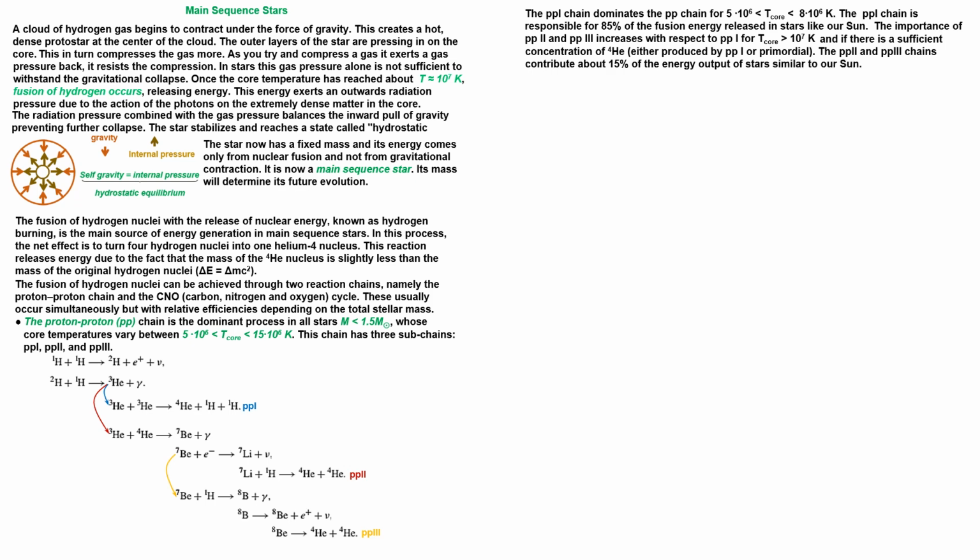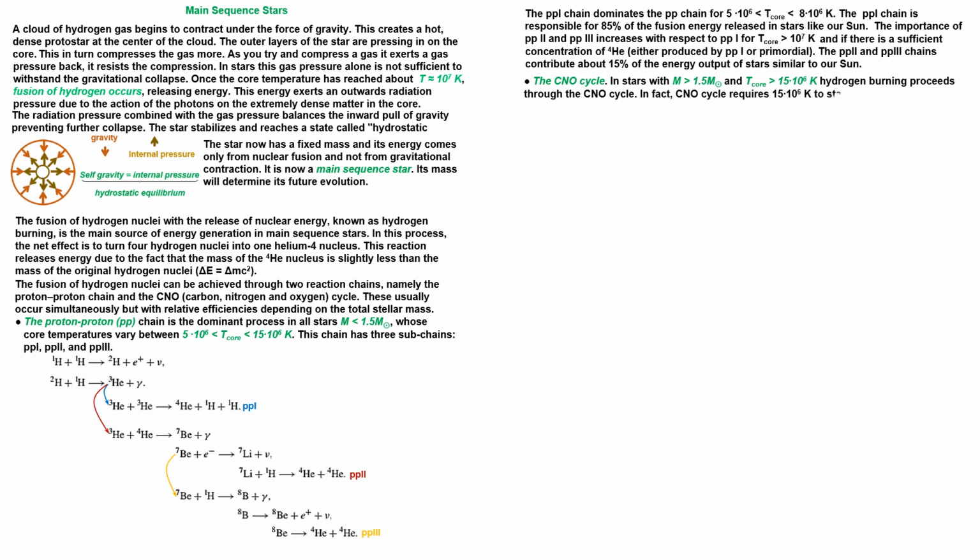If carbon, nitrogen, and oxygen are already present and can act as catalysts, then hydrogen can be synthesized into helium by a completely different series of nuclear reactions. In stars with masses greater than 1.5 solar mass, the core temperatures are above 15 times 10 to the 6 Kelvin, and hydrogen burning proceeds through the CNO cycle.